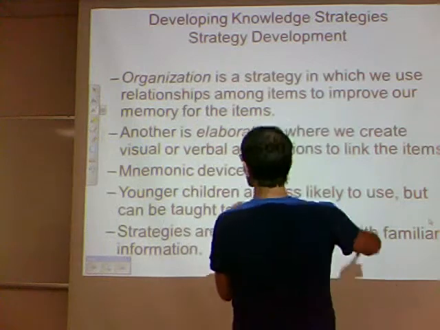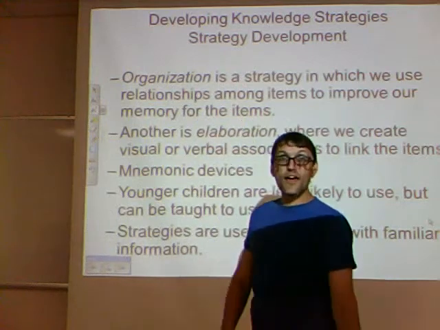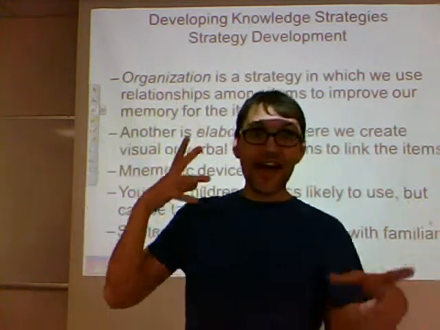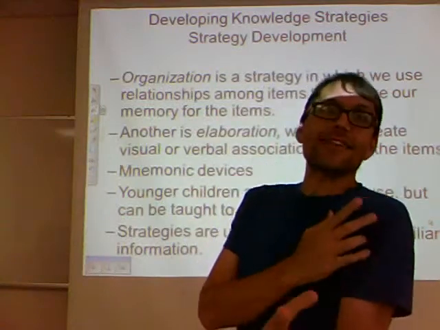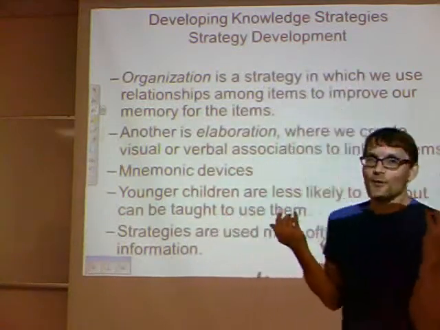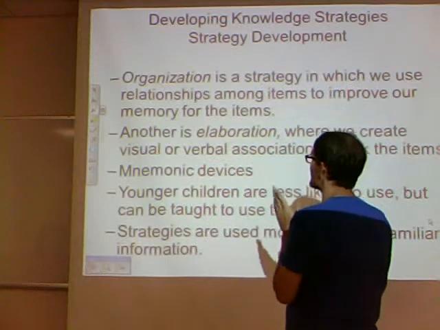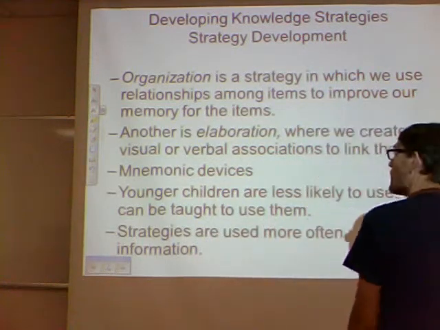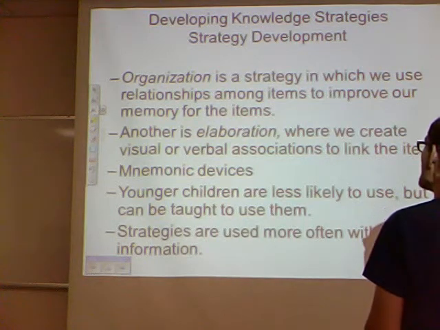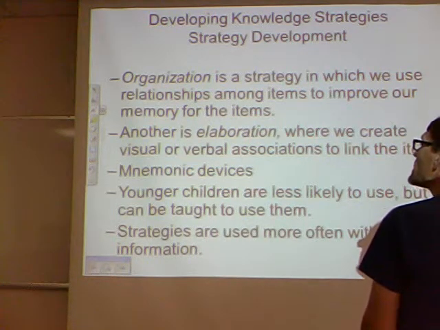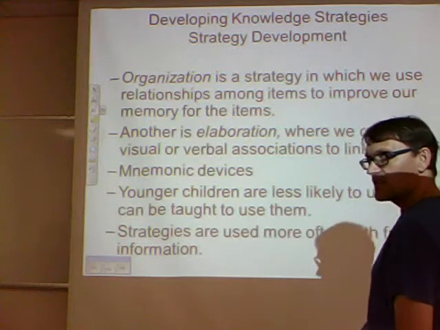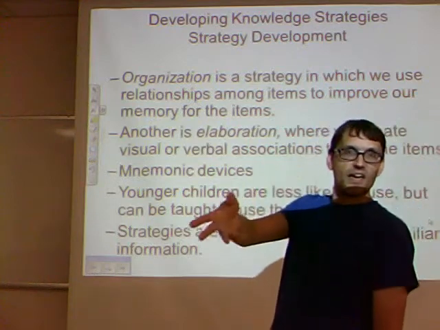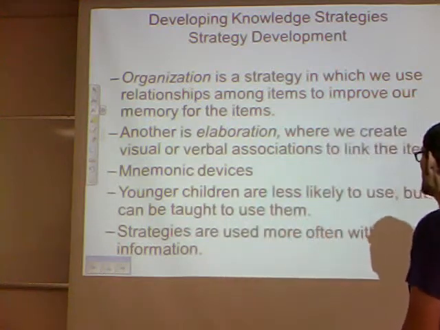Trust me, he would organize those things in a way. He would be like, okay, I have 4 fire eaters and 9 ice blowers. I don't know about Pokemon. But he'd have these things. Another strategy would be elaboration, where we create visual or verbal associations. We could, of course, use mnemonic devices, like the old Roy G. Biv to remember the rainbow colors.